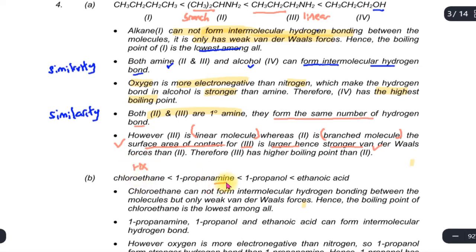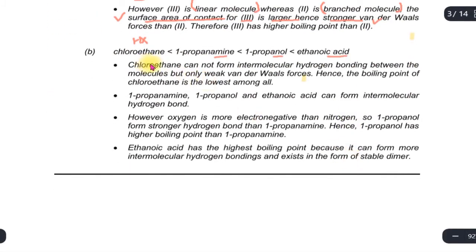Okay, this one is amine, this one is alcohol, this one is butanoic acid. So it's very obvious because the four compounds have different functional groups. So automatically, we know chloroethane cannot form intermolecular hydrogen bonds, meaning that it only has weak van der Waals forces. That's why it has the lowest boiling point among them, which is chloroethane.